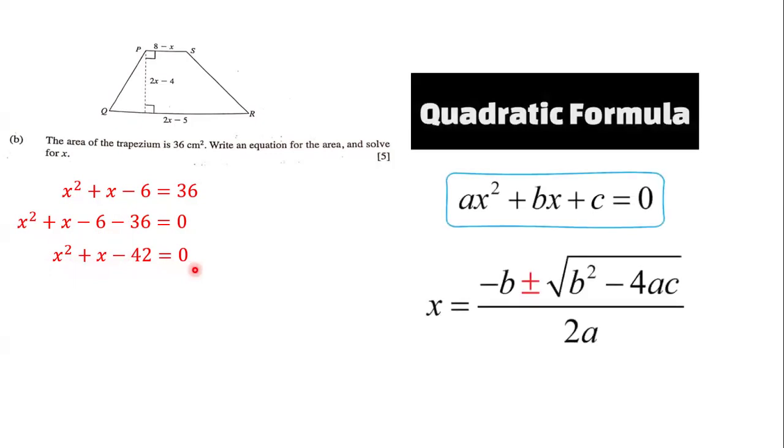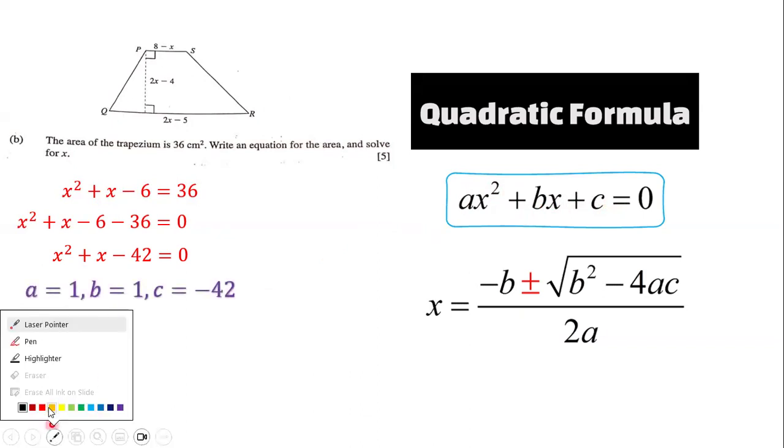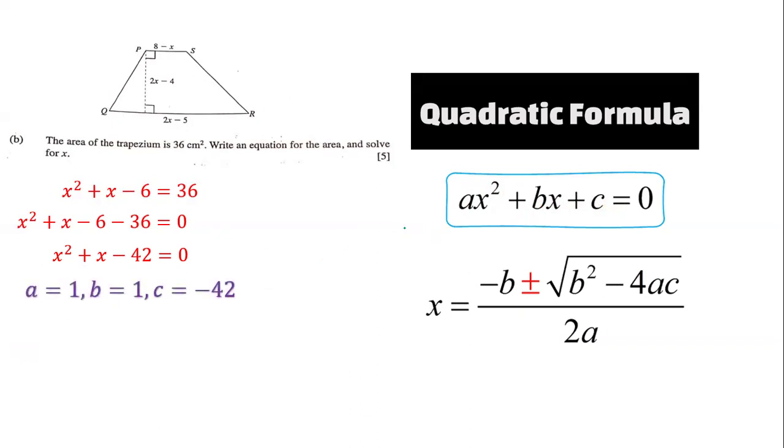And so we use the quadratic formula. In general, the general form of a quadratic equation is ax squared plus bx plus c is equal to 0, where a is the coefficient of x squared. That's what a is. And the coefficient of x squared in this case is 1. And so that's why a is 1.